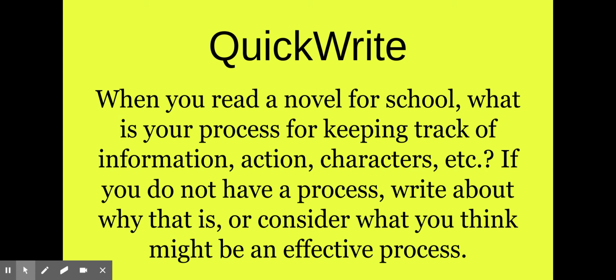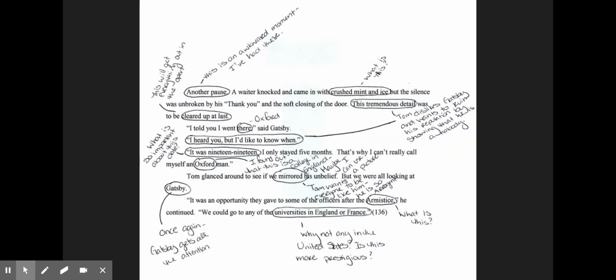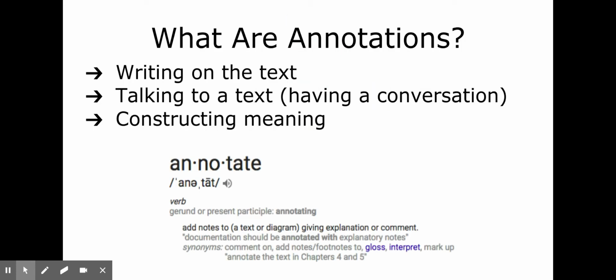So let's go through and start talking about what annotations actually are. Annotations, notate, is where the word comes from. It's making notes on a particular text. Annotations come in many different forms. It can be writing on the text. It's like you're having a conversation and talking to the text, whether it's a song or a book or an article. Either way, the purpose of this is to construct meaning for yourself, to make it so that you are not as confused about something that could be potentially complicated.